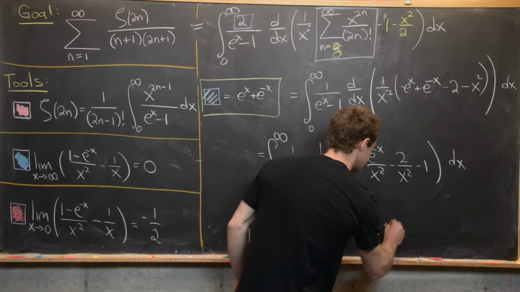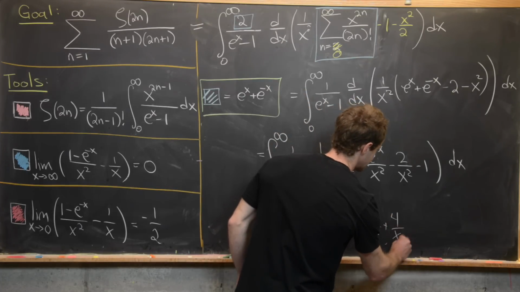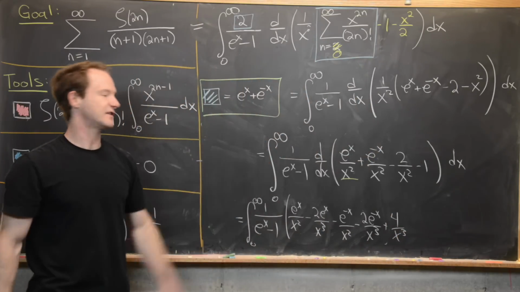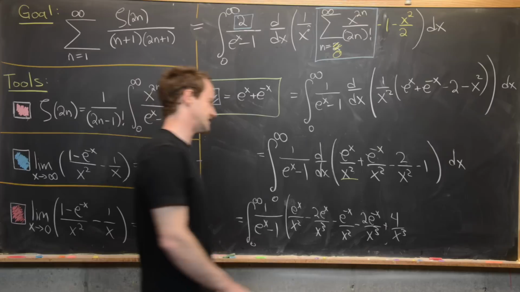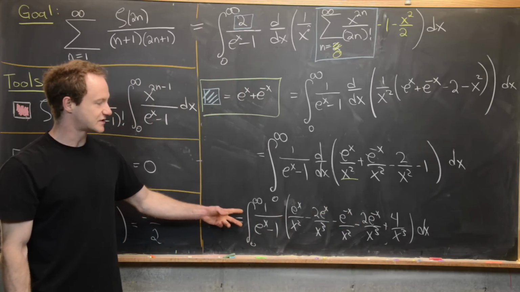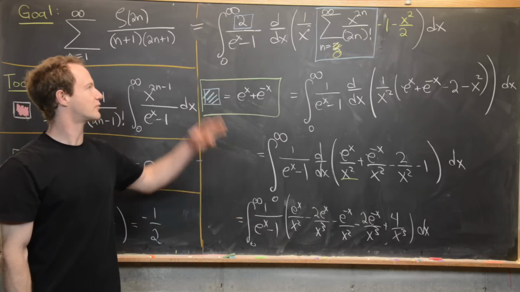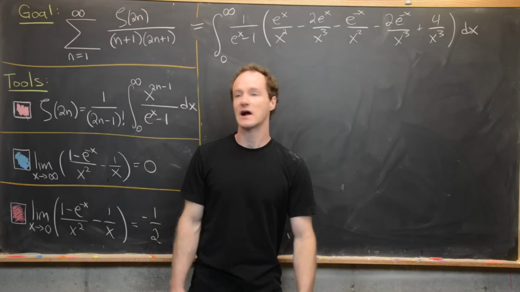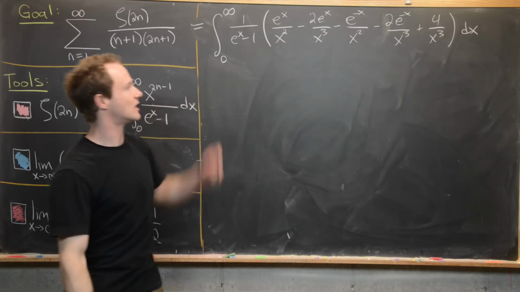Okay? And then notice the derivative of this with respect to x is going to give us a plus 4 over x cubed. And then finally, the derivative of a constant with respect to x is 0. So we'll just finish it off with a dx. Okay, so now this is the integral that we want to calculate. I'll go ahead and bring that up and then we'll get to it. So we got our goal sum down to the following integral.